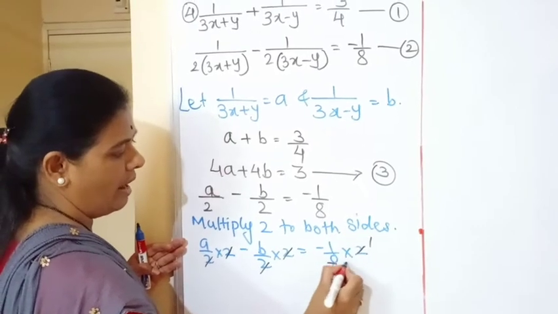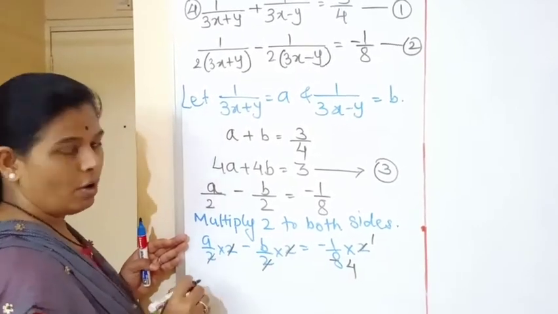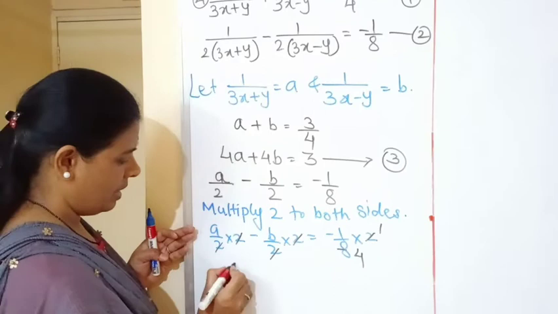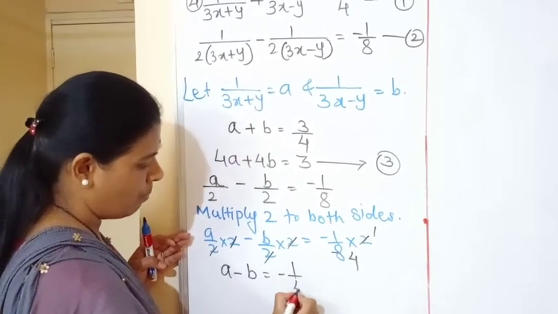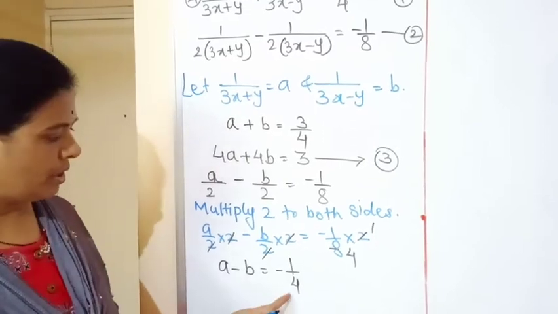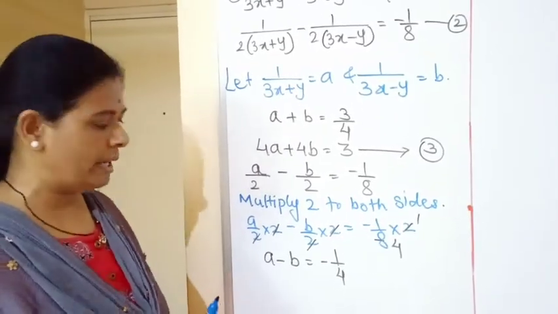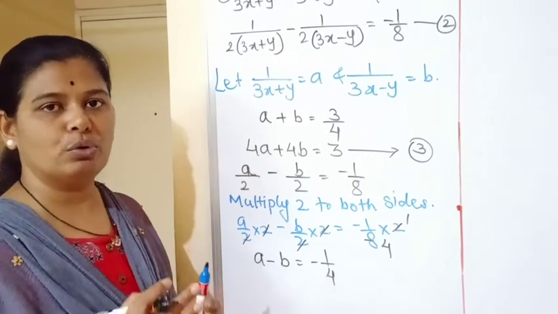Again 2 ones are 2 and 2 fours are 8, cancelling gives 4. Okay, so what equation will be formed, that is a minus b equal to minus 1 upon 4. Okay, again now here the denominator is there, we will remove that denominator by multiplying 4 to both the sides.